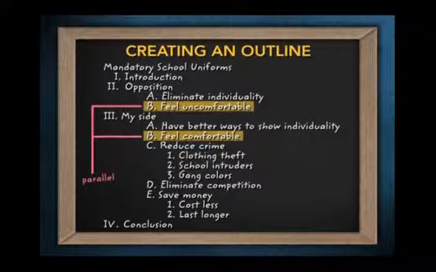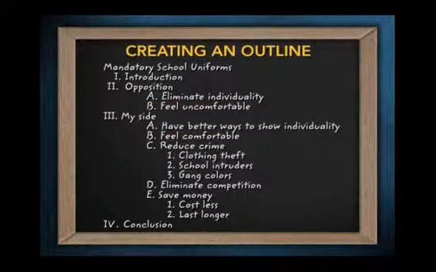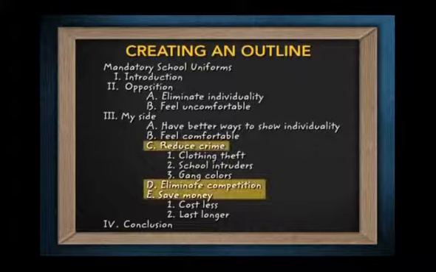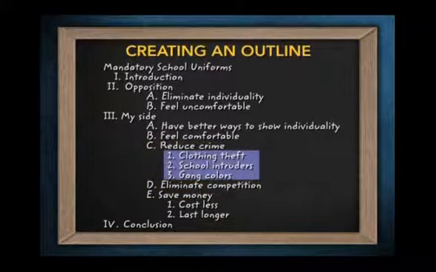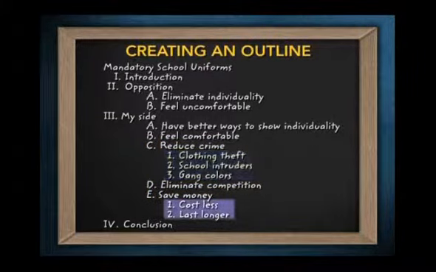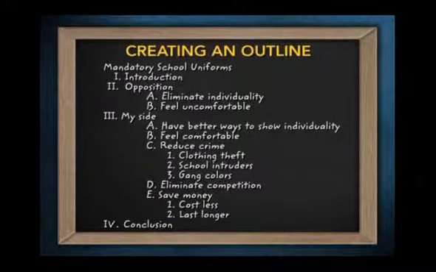So now what I've done is I've paralleled my entries and I have shown through them that my point is more valid than the opposition. Now I bring in the other points that I have, which are C, D, and E. C, they reduce crime. D, they eliminate competition. E, they save money. Notice that under C, I have 3 details. I have none under D, and I have 2 under E. That's fine. I'm perfectly parallel because I have at least 2 entries.